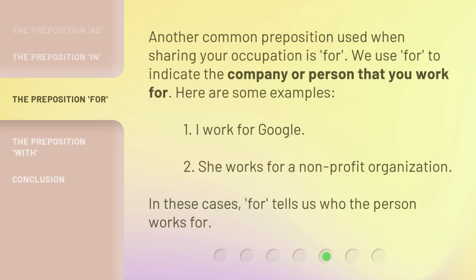Another common preposition used when sharing your occupation is "for." We use "for" to indicate the company or person that you work for. Here are some examples. 1. I work for Google. 2. She works for a nonprofit organization. In these cases, "for" tells us who the person works for.